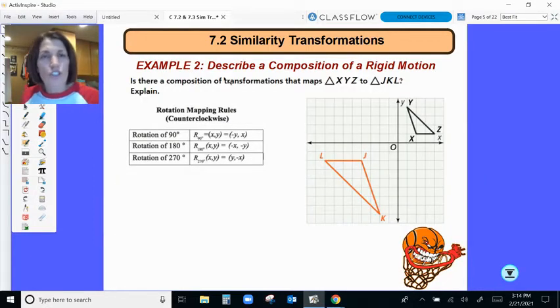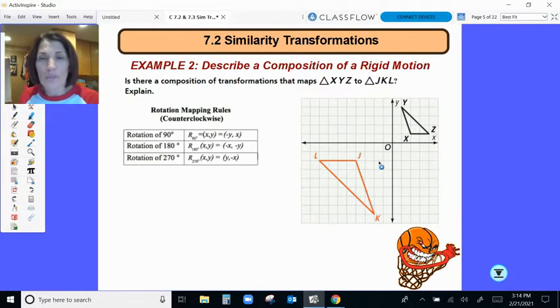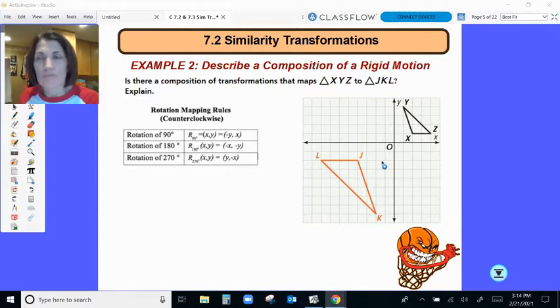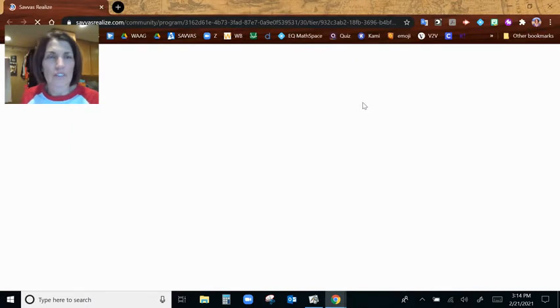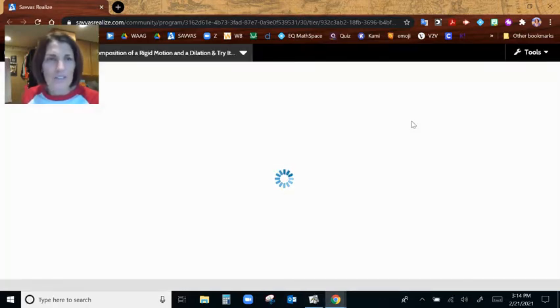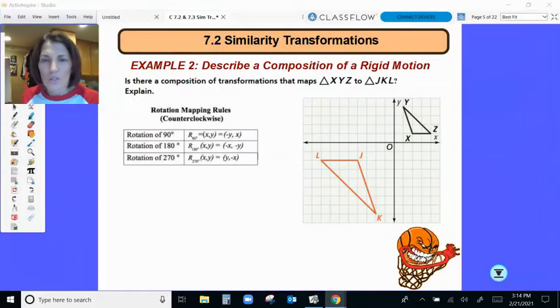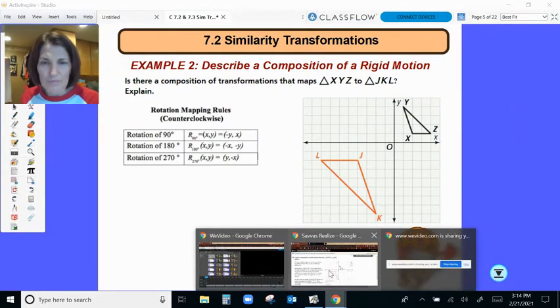All right, so now we're going to just describe a composition of rigid motions. On these ones, I'm going to take us into a program here. I got to bring it over here. I don't know why it's not opening on my screen. Hope it'll load quickly. Tick tock, tick tock. What we're going to do, I'm just going to pull it up over here.